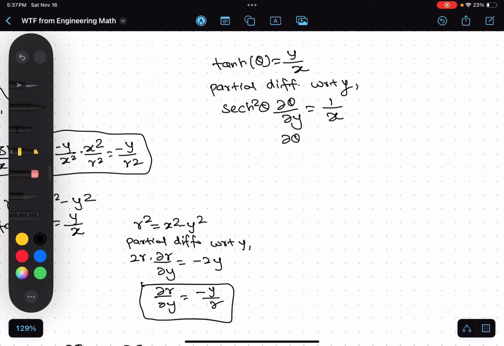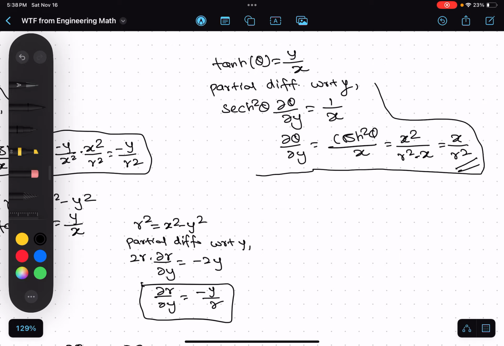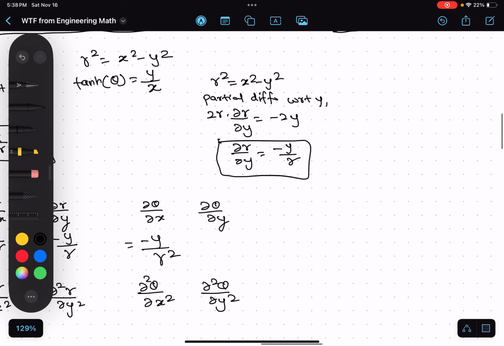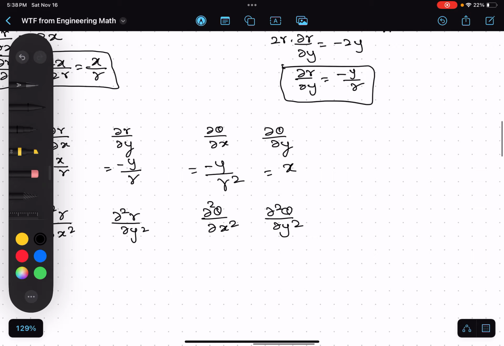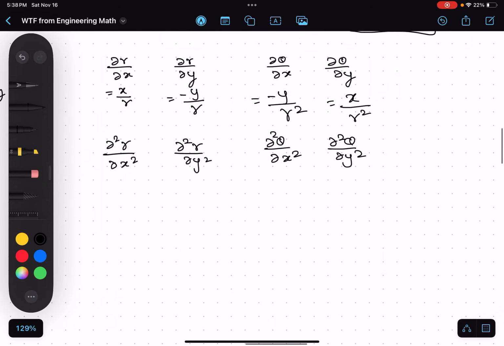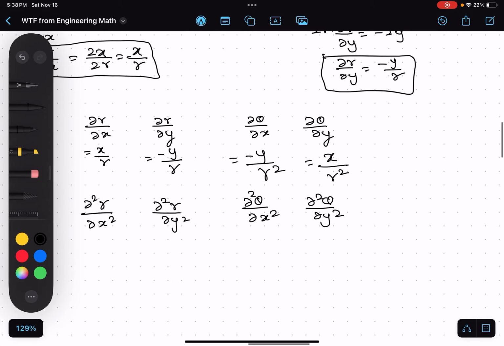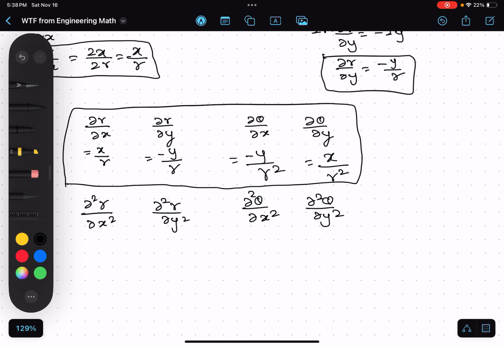Now this sech square theta goes to the other side, becomes cosh square theta divided by x, and we know that cosh theta is x by r. So this is just x square by r square times x, which is just x by r square. So partial theta by partial y is just x by r square. Now we have got these four expressions. Again, we need to get these other four expressions, right?